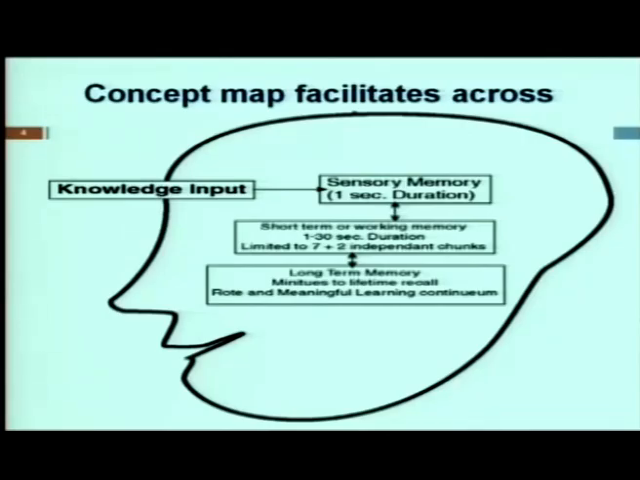Going beyond that is working memory, which could also be called short-term memory. The sensory memory is 1 second. Short-term memory or the working memory is 1 to 30 seconds. And long-term memory continues for the whole lifetime.